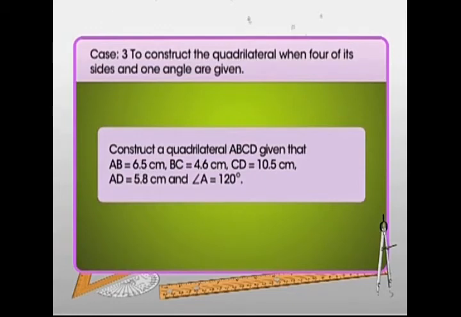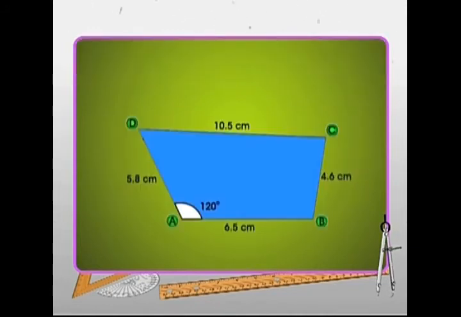Construct the quadrilateral ABCD given that AB is equal to 6.5 centimeters, BC is equal to 4.6 centimeters, CD is equal to 10.5 centimeters, AD is equal to 5.8 centimeters and angle A is equal to 120 degrees. So we know the measurements of all the 4 sides and 1 angle of the quadrilateral ABCD. It's now time to get on to the construction.